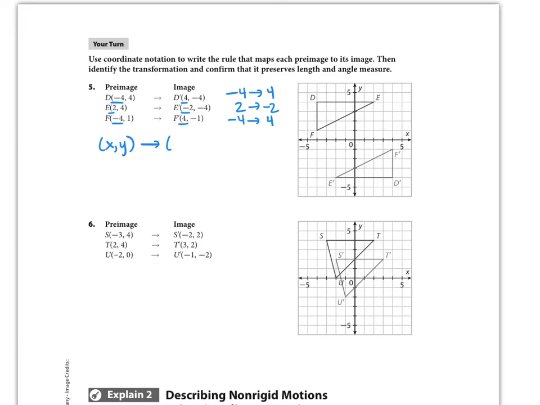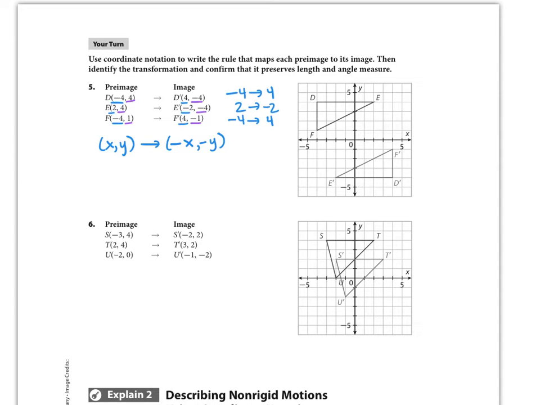Then if the x is changing signs, that means it's going from x to -x. And let's see if the same thing is going on with our y's. So it goes from 4 to -4, 4 to -4, 1 to -1. So it does look like the same exact thing is happening for the y, so I'm going to put -y.